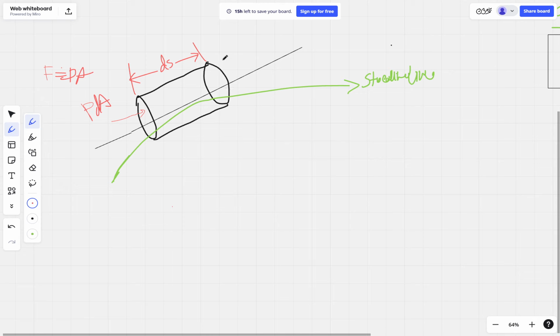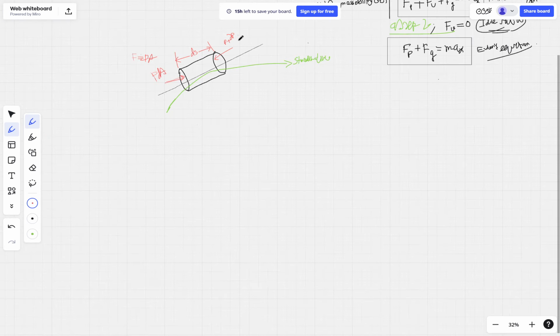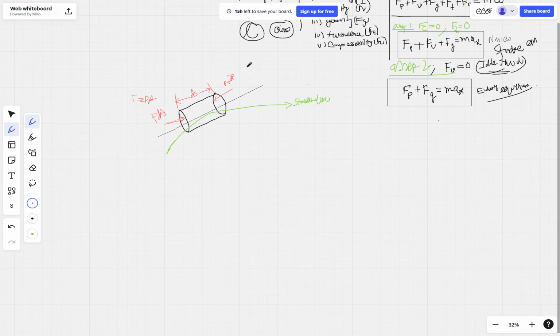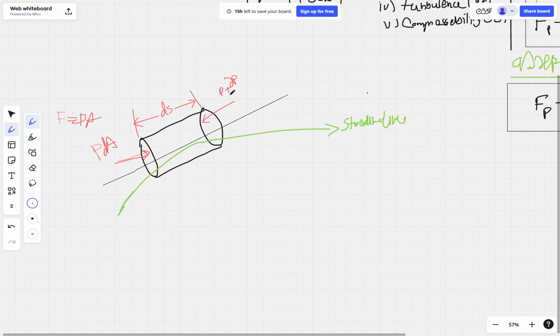Okay, and after that, if we just get over here, then the pressure force against this pressure, we're gonna get p plus del p by del s ds into dA. So this is the form.